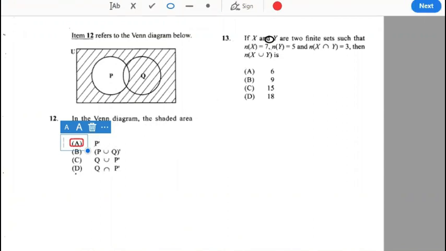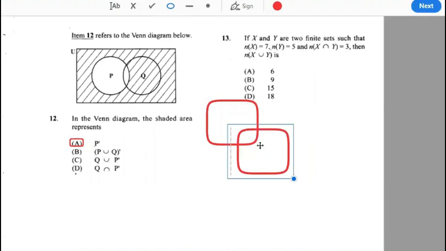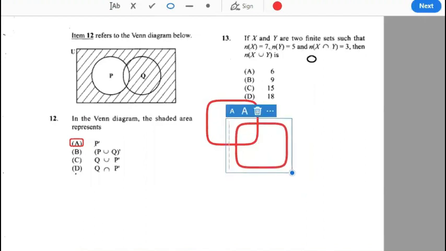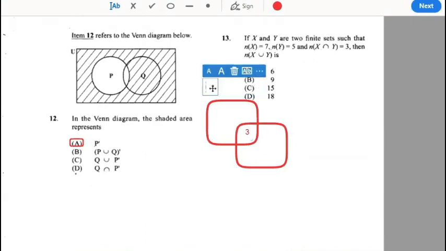13 says, if X and Y are 2 finite sets such that the number of elements in X equals 7, number in Y equals 5. So what we're looking for is the union. So let me just do a quick representation right here. So our intersection is 3, and X, which is this one.